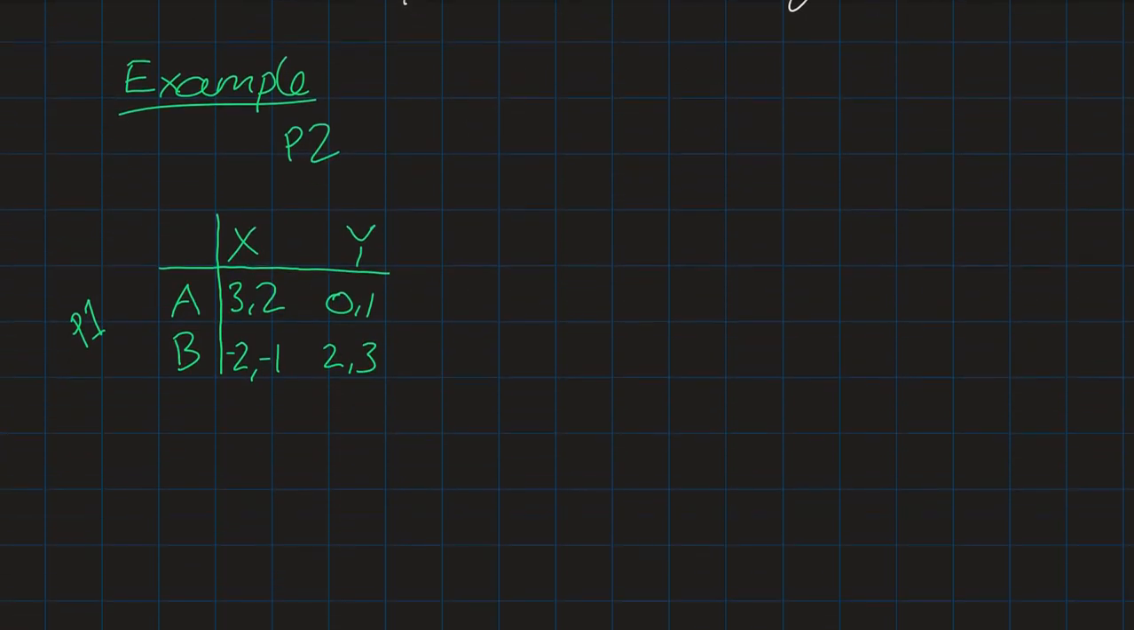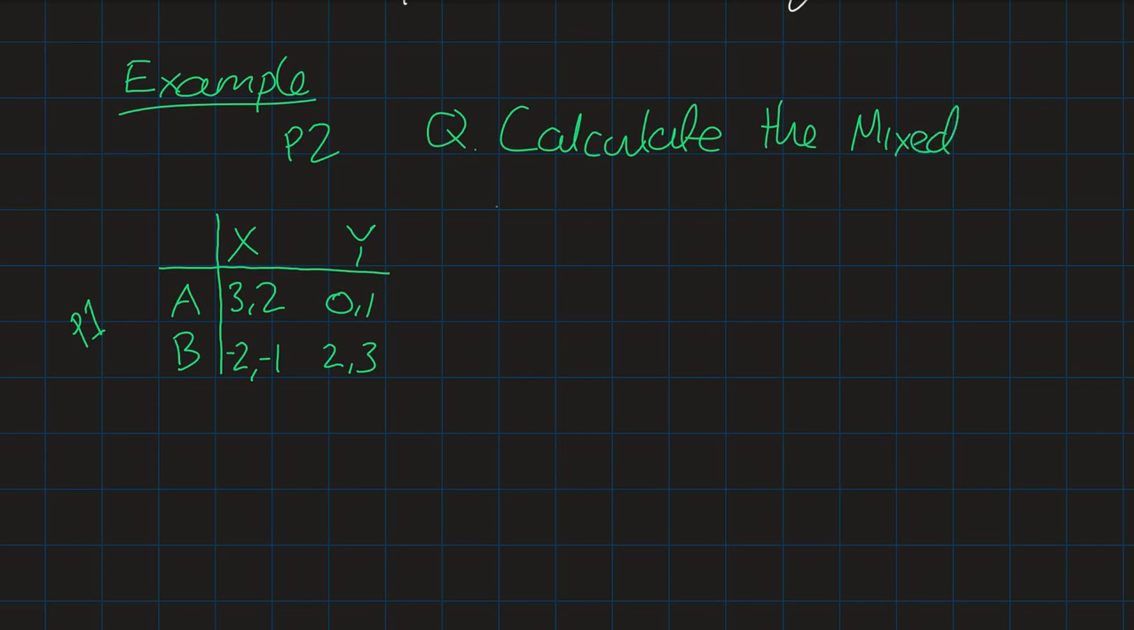Here's an example of a game that we've actually looked at before. It's a 2x2 game. Player 1 has the pure strategies A and B. Player 2 has the pure strategies X and Y. And the question is just to calculate the mixed Nash equilibrium. Well, we've actually examined this exact game in a previous video and we calculated the indifference strategies.